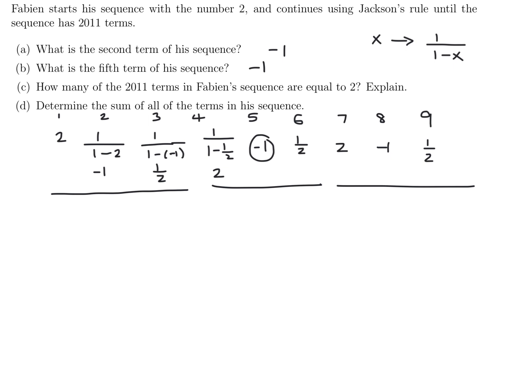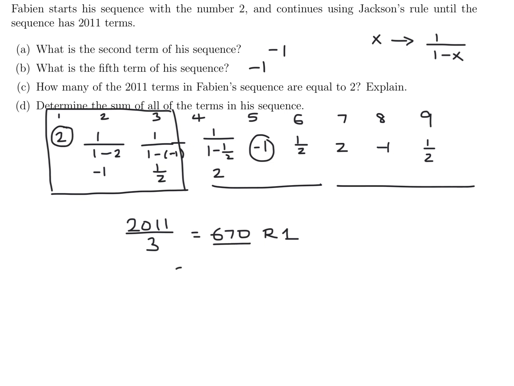How many of the 2011 terms are equal to 2? Okay, so that's a good question, right? So the 2011, first of all, is this divisible by 3? And the answer is no. It's 670 with a remainder of 1. So every 3 terms, you have a 2. So there's going to be 670 2's.